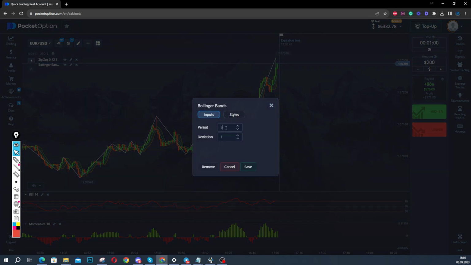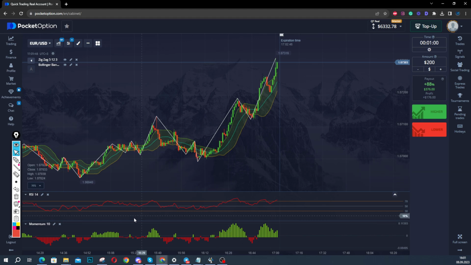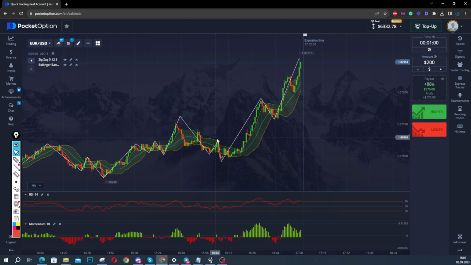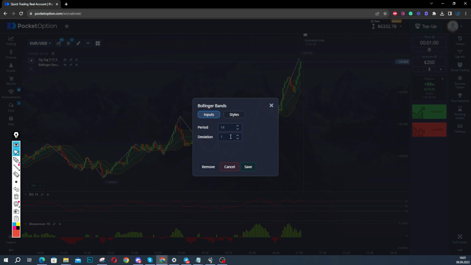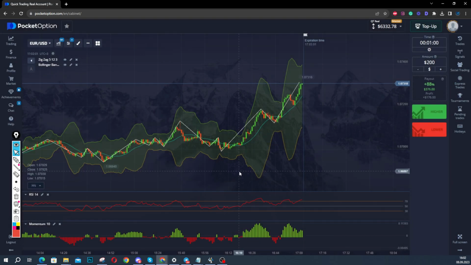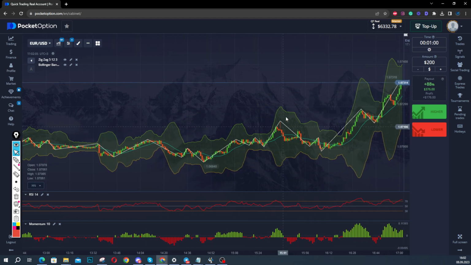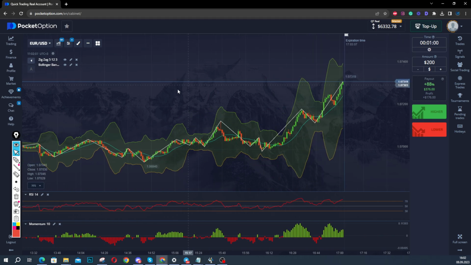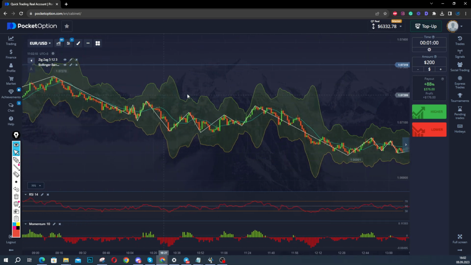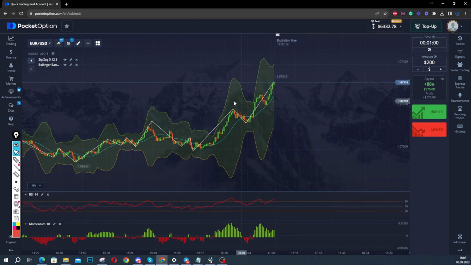And for the Bollinger Bands, we need a bigger period, like 14. We can also use a bigger one, but 14 is nice in combination with the RSI. And we need a higher deviation of 5, for example. Maybe you can use 4, but 5 is very nice for getting the extreme touch.